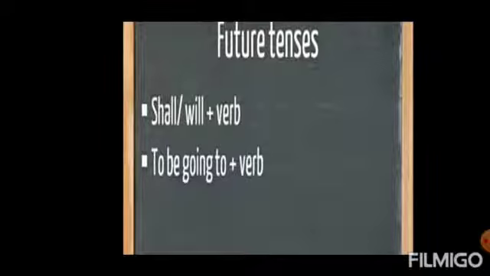The first form, will or shall with the infinitive. The second form, is, am, are, going to, plus infinitive. So, the difference between shall, will, and going to.